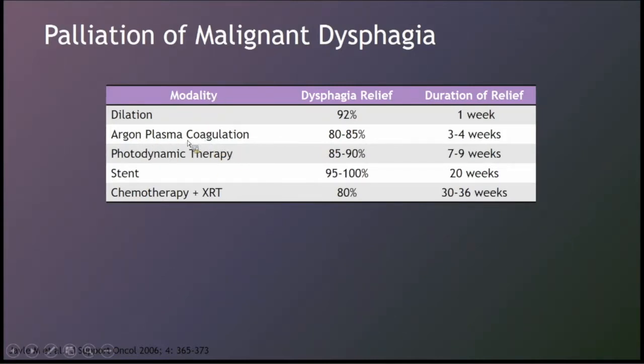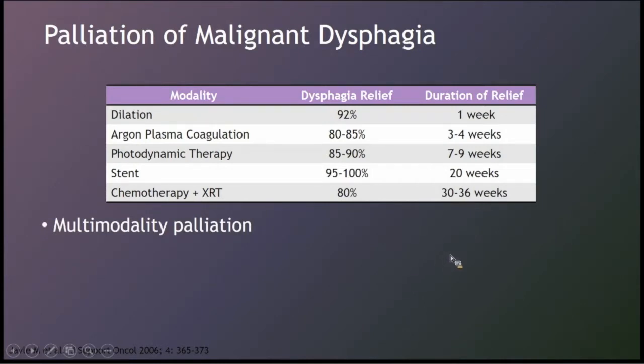APC and photodynamic therapy are methods of cautery, and the idea is maybe you can necrose off or burn away some of the inside parts of the tumor. You may get a little bit more duration out of it, but it's really just not that durable. When you place a stent, you can ideally get up to 4, 5, 6 months out of the stent. And then chemoradiation is probably the most durable, and that'll last the longest because you're actually treating the problem.